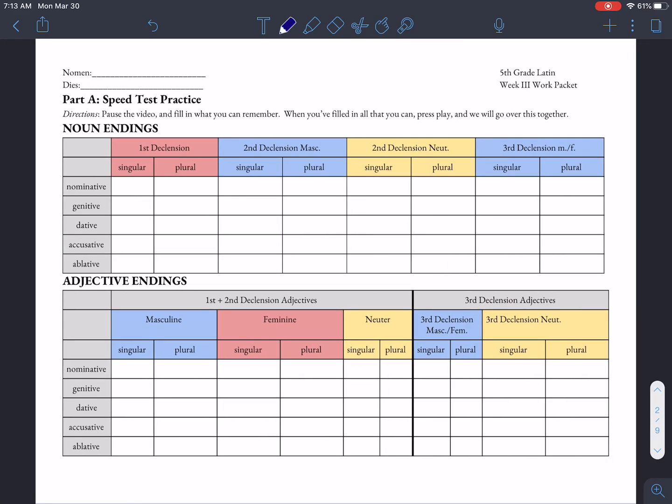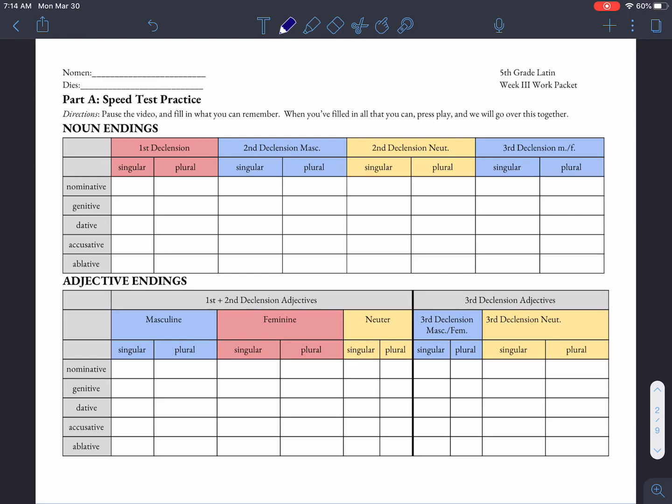This is a speed test practice. I haven't seen you guys in a while, but this is a good thing to keep on practicing because these endings are going to help you immensely. Not maybe right this moment, but when they sink in and when you finally understand what they're used for, it's going to be monumentally helpful. I promise you that. You can trust me on this. Magistra sometimes knows what she's talking about.